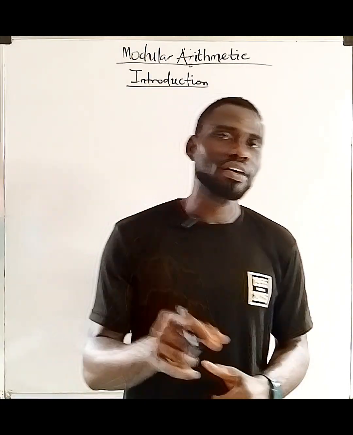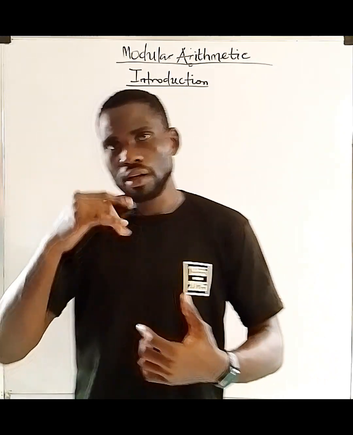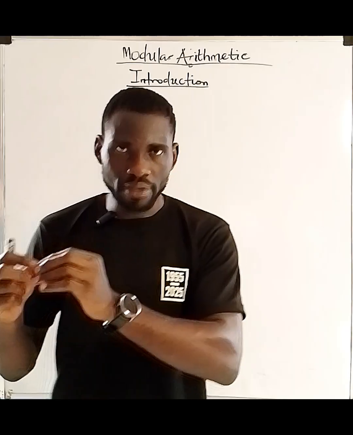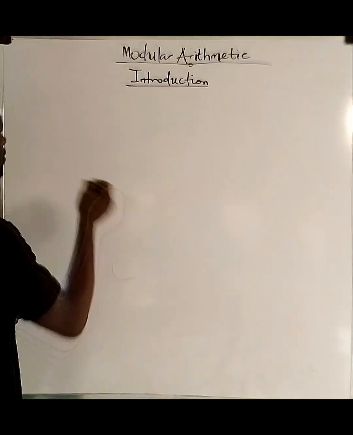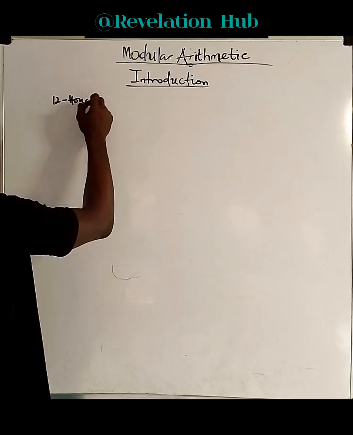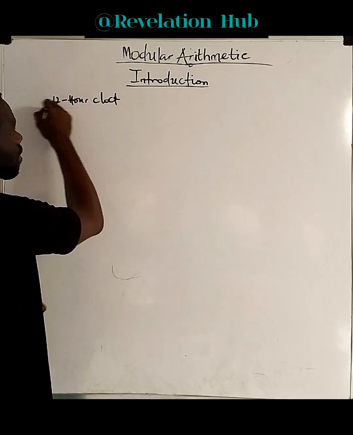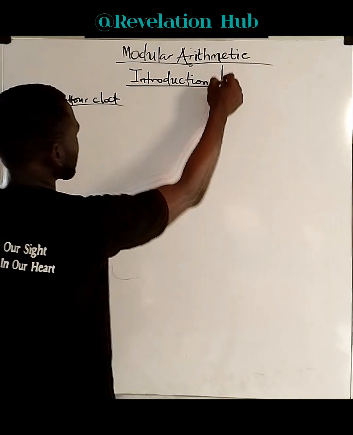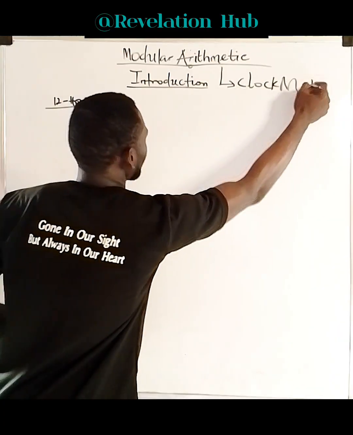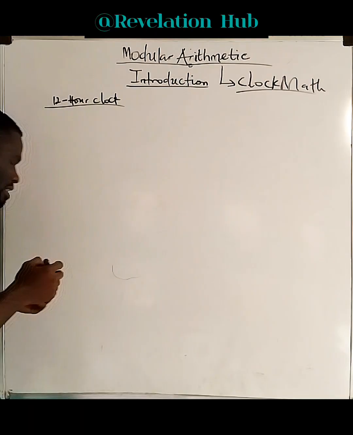So, modular arithmetic is a branch of mathematics that talks about how numbers wrap around when they get to a given peak number. That's what I mean. Look at what I mean here. For example, when we talk about the 12-hour clock, because modular arithmetic is also known as clock math. You can call it clock mathematics.